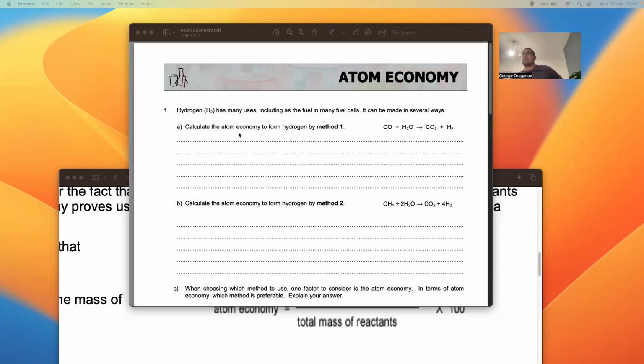So for this one, it says calculate the atom economy for hydrogen. Well, hydrogen is here. Hydrogen is 2 times 1 over all the products. So 2 times 1 is 2 plus carbon dioxide. Carbon is 12 and oxygen is 16. 16 times 2 is 32, times 100. Okay, and that's going to give me 2 over 46 times 100. And then that will give me a final answer. 4.3%.